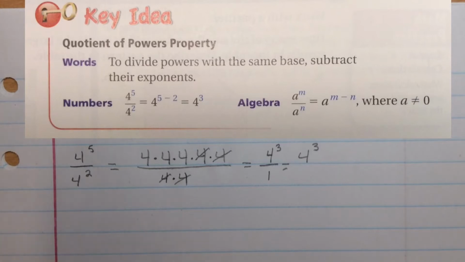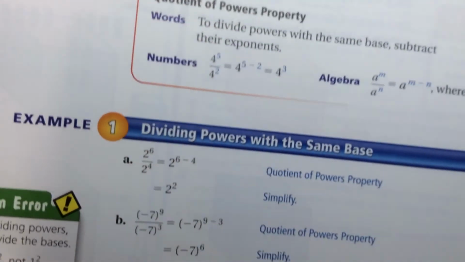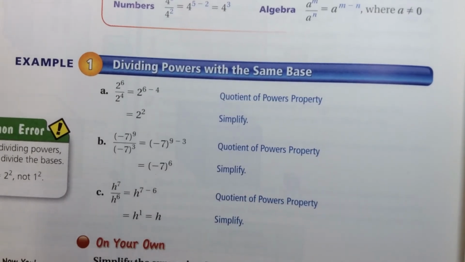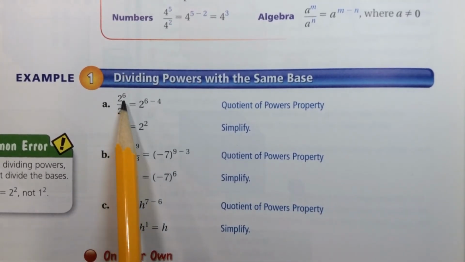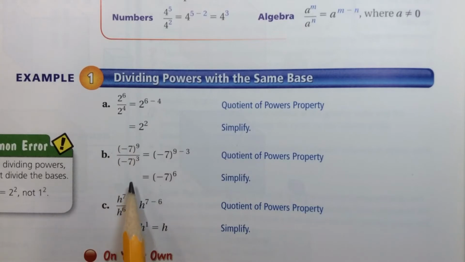So now if we look at example 1, dividing powers with the same base. Here we have 2 to the 6th power over 2 to the 4th power. Obviously, 4 of these from down here cancel 4 of these from up here, or you could just say we subtract these two and get 2 to the 2nd power. Here, it's just another thing to a power, just a base. It's an integer, so it's a negative, but don't freak out. We have 6 more of these negative 7s on top, so it's negative 7 to the 6th power. In here, they slip right in a variable, which could be anything, as long as h is not 0.